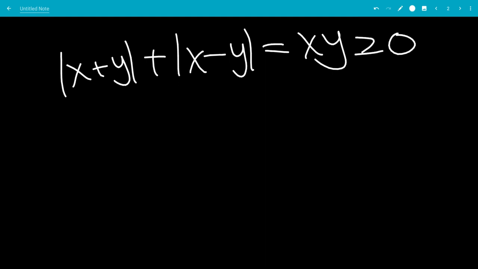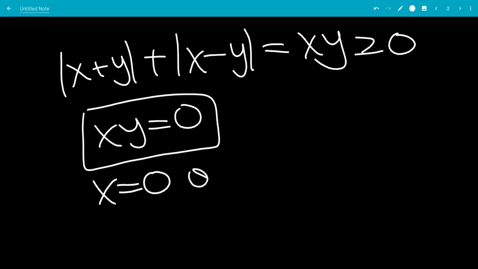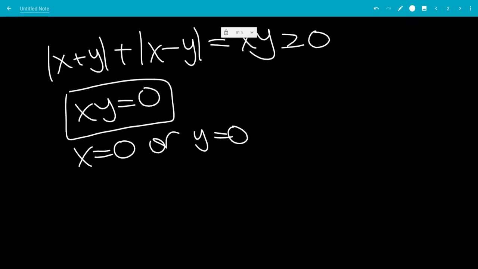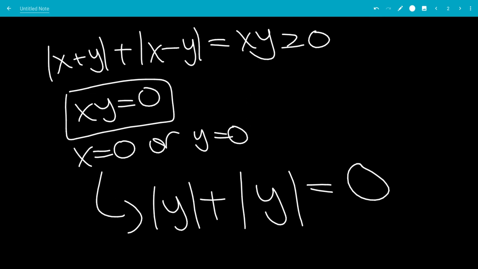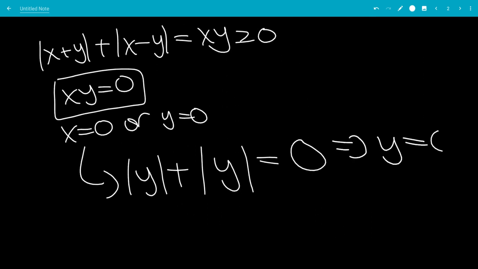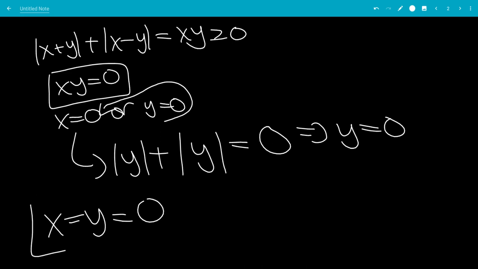So knowing this, let's look at the case where xy equals 0. This says that x equals 0 or y equals 0. So x equals 0, what will this give us? Plugging into the original, we get absolute value of y plus absolute value of 0 minus y, which is negative y, but negative y in the absolute value is just absolute value of y, equals 0 times y, which is 0. This means that y equals 0. And if you do the same thing, you'll get that x equals 0. So x equals y equals 0 is a solution.